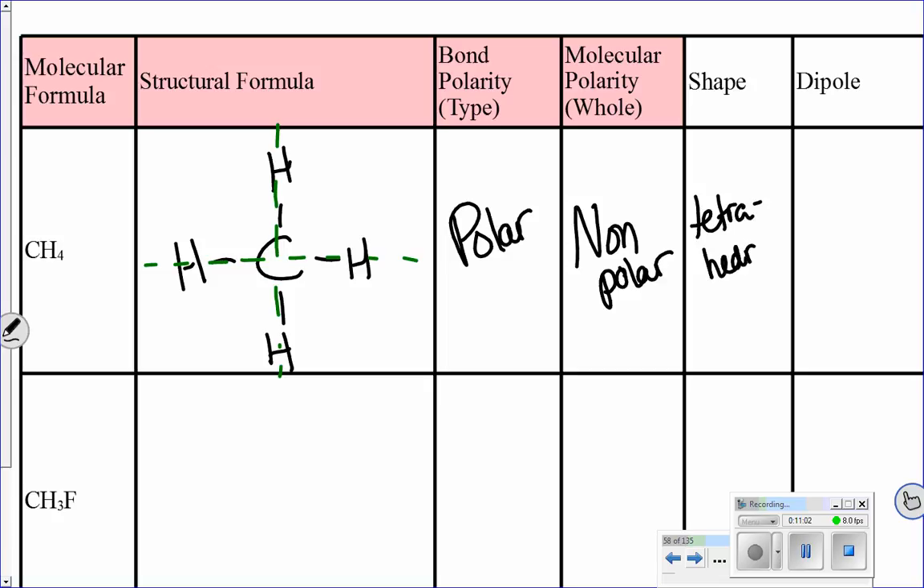It doesn't really have those 90-degree angles that it's shown with on paper, but that depicts its symmetry well, so we kind of keep it that way. Again, it's going to look a little bit different when you build it with the model kits. Because this is a non-polar molecule, there is no dipole. There is no strong region of positive or negative charge here.